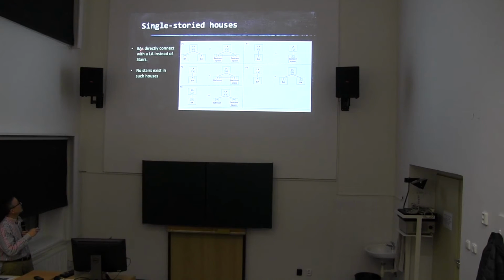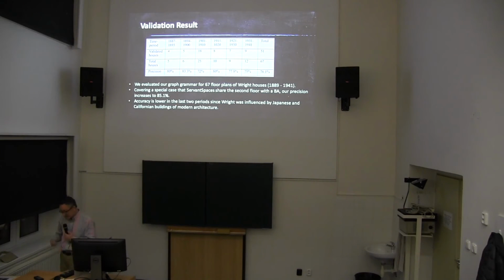Basically, there is a feature that bedroom areas directly connect with the living area instead of stairs. There are no stairs because it's a single floor. No stairs exist in such houses. So this would be much simpler, without different floors, just one level. So we have many fewer rules. So this is our validation result.